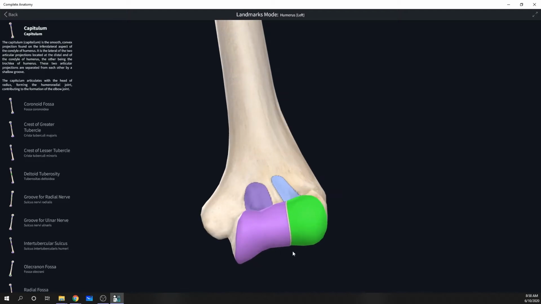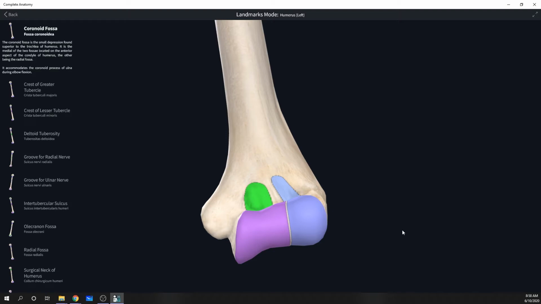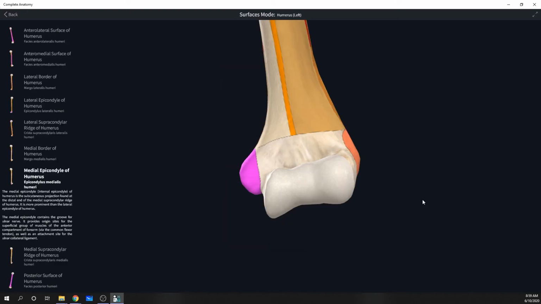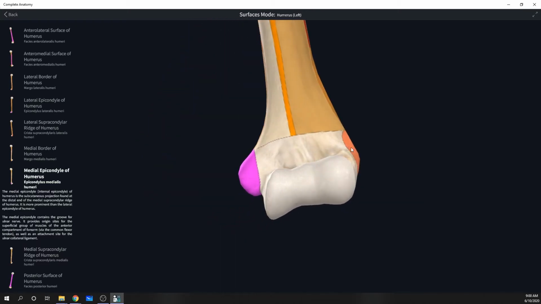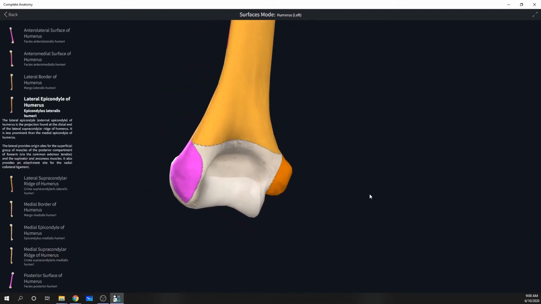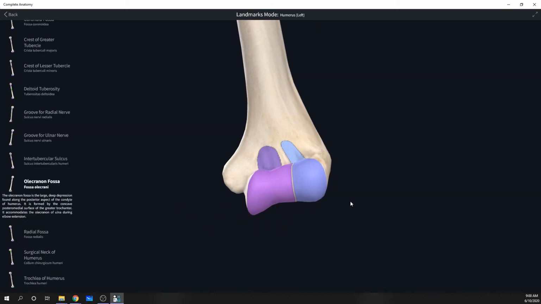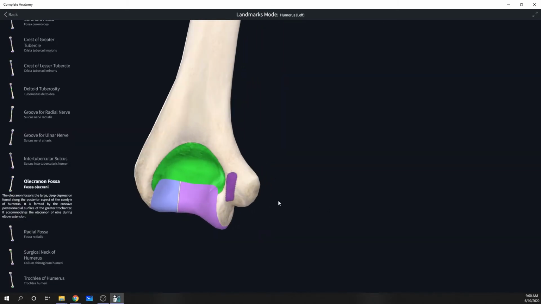If we zoom in and look superior to these two condyles, on the anterior side, we can see a notch called the coronoid fossa, which accommodates the ulna of the forearm as the arm is flexed. If we move medial from this fossa, we can find the medial epicondyle. And if we move lateral, we can find the lateral epicondyle. For the last feature of this bone, we need to rotate, and we can see a large fossa called the olecranon fossa that accommodates the forearm bones during extension.